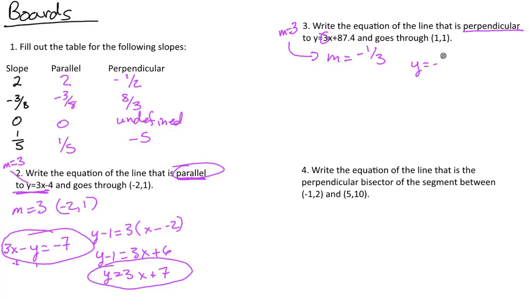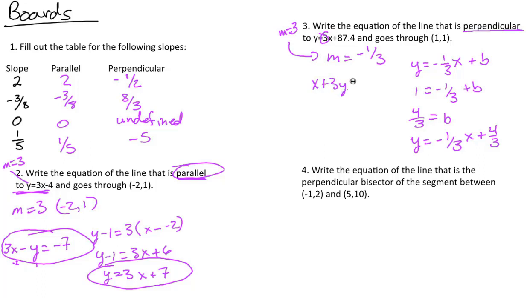We get y equals negative 1/3 x plus b. Stick a 1 in there and a 1 in there, and we get 1 equals negative 1/3 times 1 plus b. Add 1/3 to both sides, and we get 4/3. So that is y equals negative 1/3 x plus 4/3. If we did it standard form, it would look like 1x plus 3y equals, and we stick a 1 in here and a 1 in there, 1 plus 3 is 4. So standard form and slope-intercept form. Good. Number 4, write the equation of a line that is the perpendicular bisector.